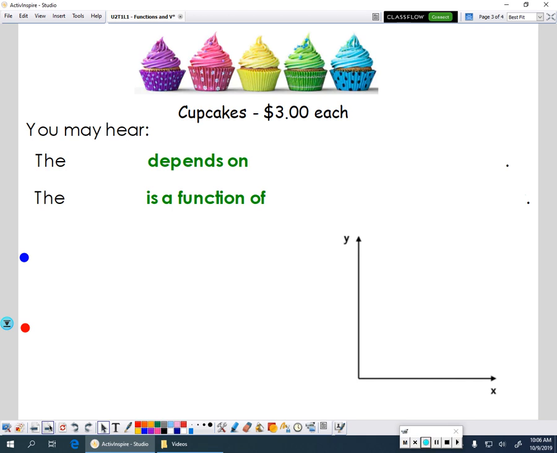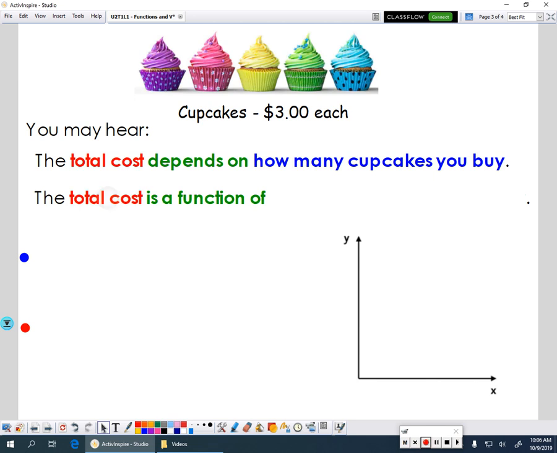Okay, we see these cupcakes at the top. They are $3 each. So when we're talking about functions, you might hear something said like, the total cost of our cupcakes depends on how many cupcakes you buy. So if you buy one cupcake, it's going to be $3. If you buy two cupcakes, it'll be $6. So your total cost depends on the number of cupcakes you buy. You can also read it as the total cost is a function of how many cupcakes you buy. Almost the exact same thing, but just changing out the words "depends on" to "is a function of."